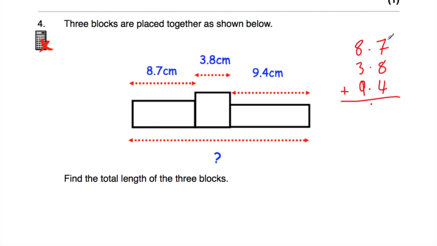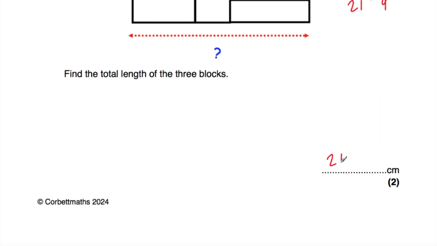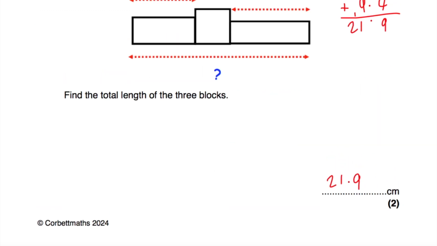Okay, 7 plus 8 is equal to 15, plus 4 is equal to 19, so put a 9 down and carry a 1. 8 plus 3 is equal to 11, plus 9 is equal to 20, plus 1 is equal to 21. So that's 21.9. So the total length of these three blocks is 21.9 centimetres.